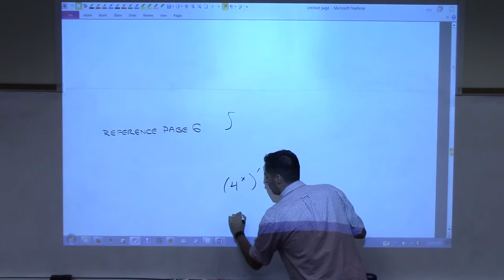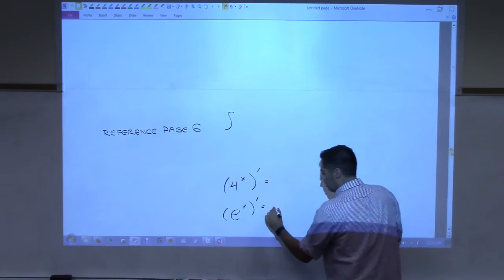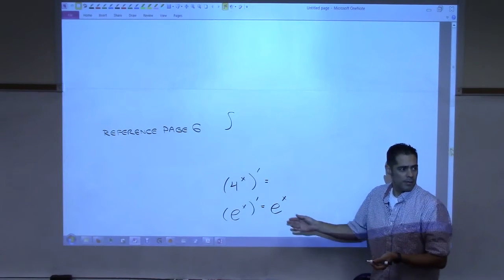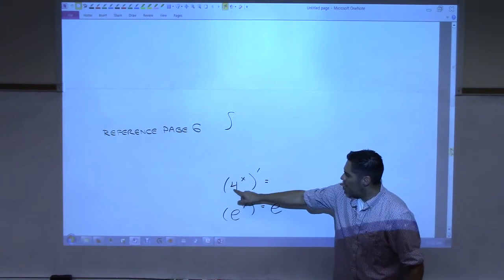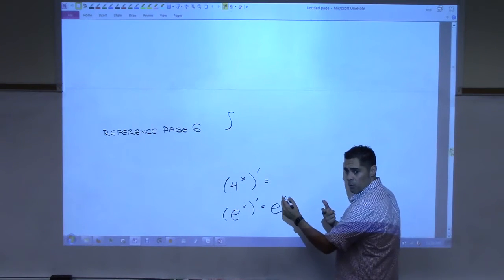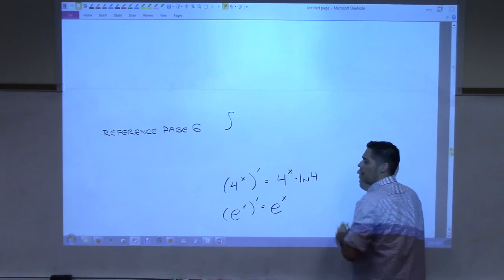And I'll put something below this. What about e to the x? What's the derivative of e to the x? Itself, right? E to the x. That's the derivative. But when it's not e down here, it was something special. We had to say 4 to the x itself, times natural log 4, right?